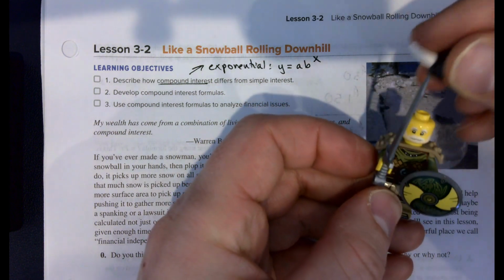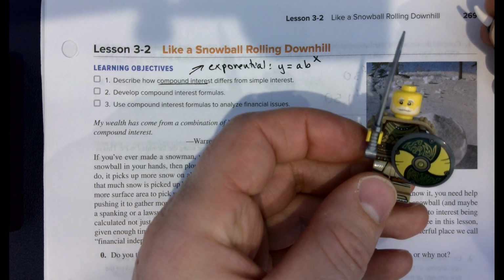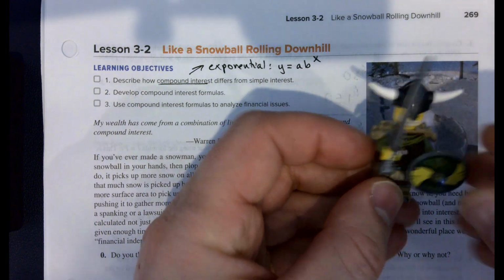He almost looks sad, doesn't he? His little eyebrows there. I mean, he's very strong. It must be the responsibilities of a king.